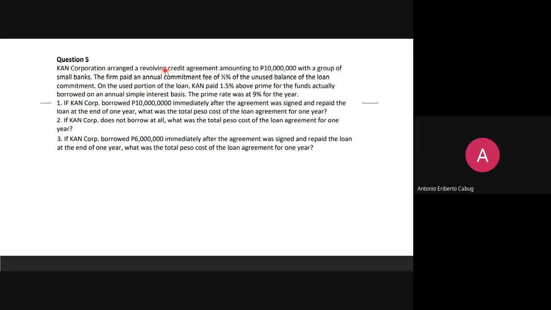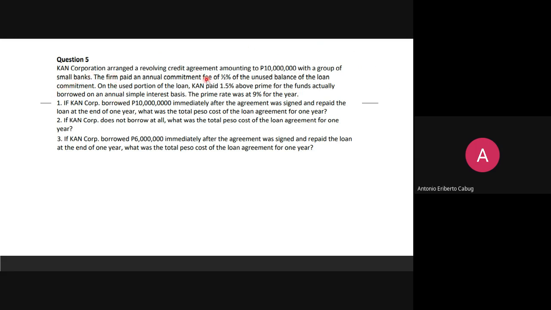Can Corporation arranged a revolving credit agreement. This is a formal version of a line of credit amounting to 10 million pesos. So CanCorp can borrow from the bank, from a group of small banks, a total of 10 million pesos. Kung hindi niya hihiramin, manghihinayang yung mga bangko. Hindi siya nanghiram, hindi tayo kumita ng interest. Kailangan silang bigyan ng pakonsuelo kung hindi manghihiram si CanCorp.